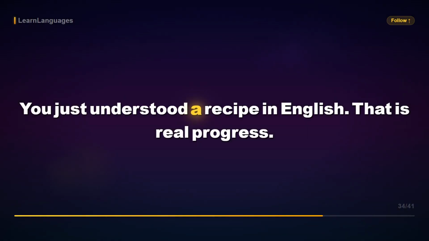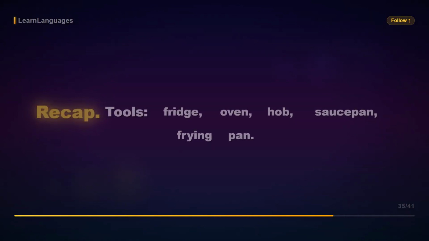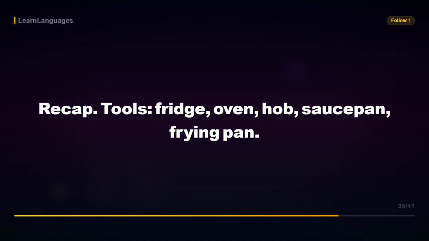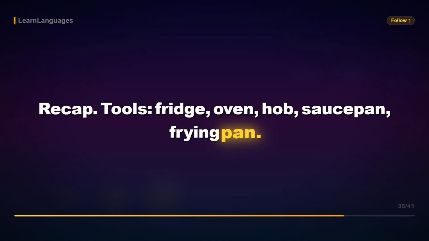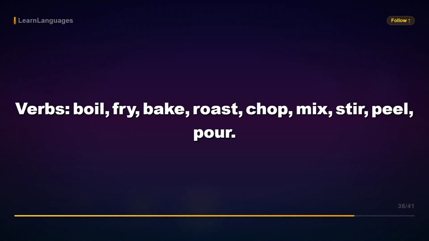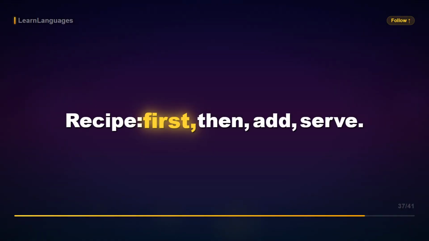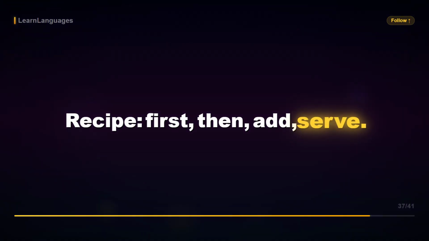You just understood a recipe in English. That is real progress. Recap. Kitchen tools: fridge, oven, hob, saucepan, frying pan. Cooking verbs: boil, fry, bake, roast, chop, mix, stir, peel, pour. Recipe language: first, then, add, serve.